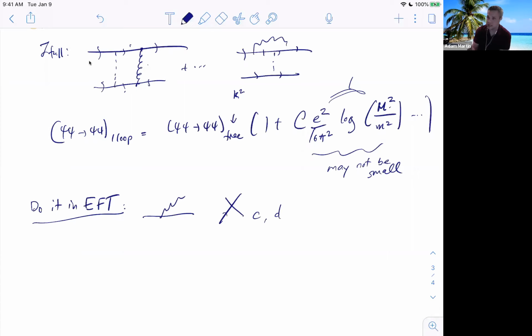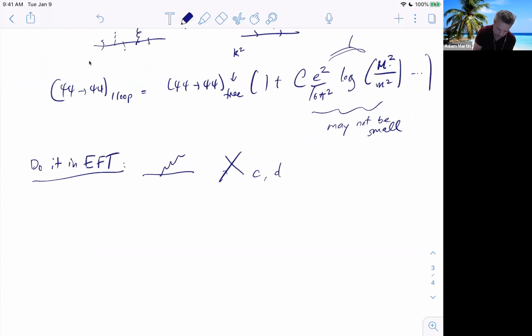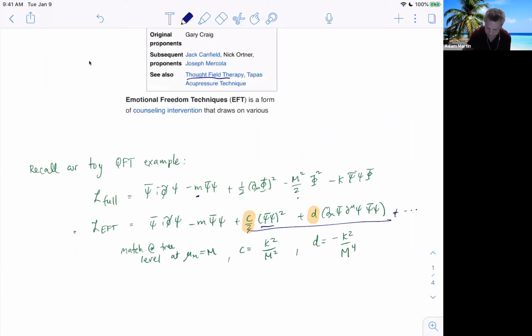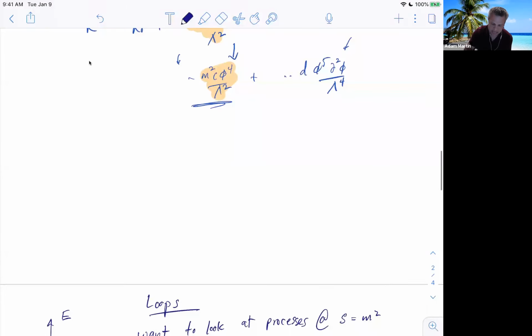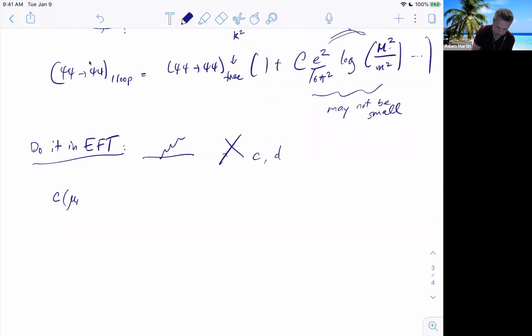So if we're viewing this in the EFT context, the problem here is that we know that we matched, we found these coefficients, right? Everybody recall what C and D are, right? There are these coefficients here. We matched them, so we knew their value at tree level. So we can say that they had some value at a scale M, and we'll also have D, and we want to know their value at a lower scale.